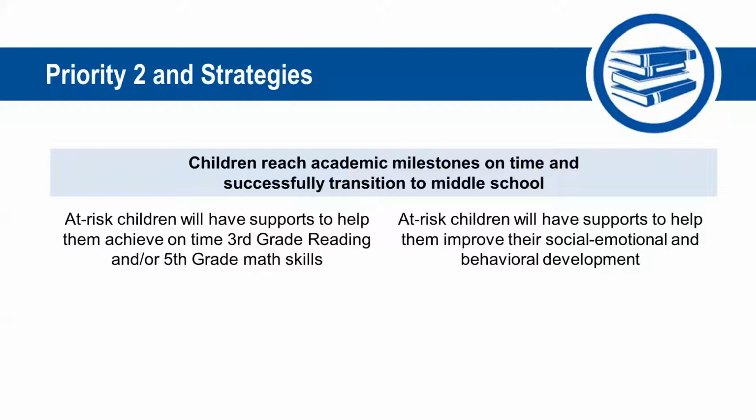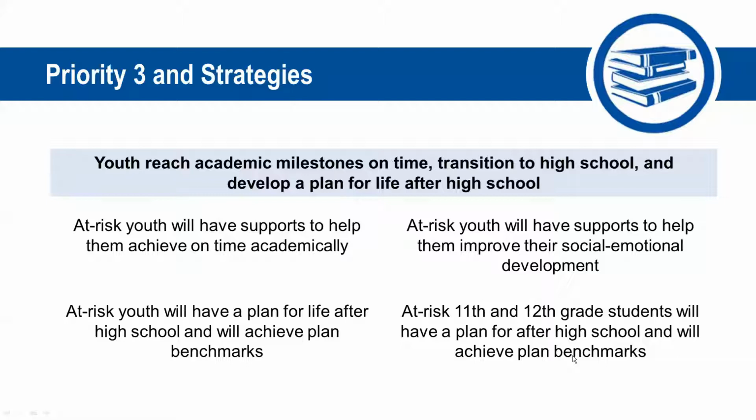Priority 3 has 4 strategies: youth reach academic milestones on time, transition to high school, and develop a plan for life after high school. So with this, we really see the 2 strategies that we saw from the K-5 priority, which is at-risk youth will have supports to help them achieve on-time academically. But instead of reading and math, it is English and math at this level. And we also have at-risk youth will have supports to help them improve their social emotional development.